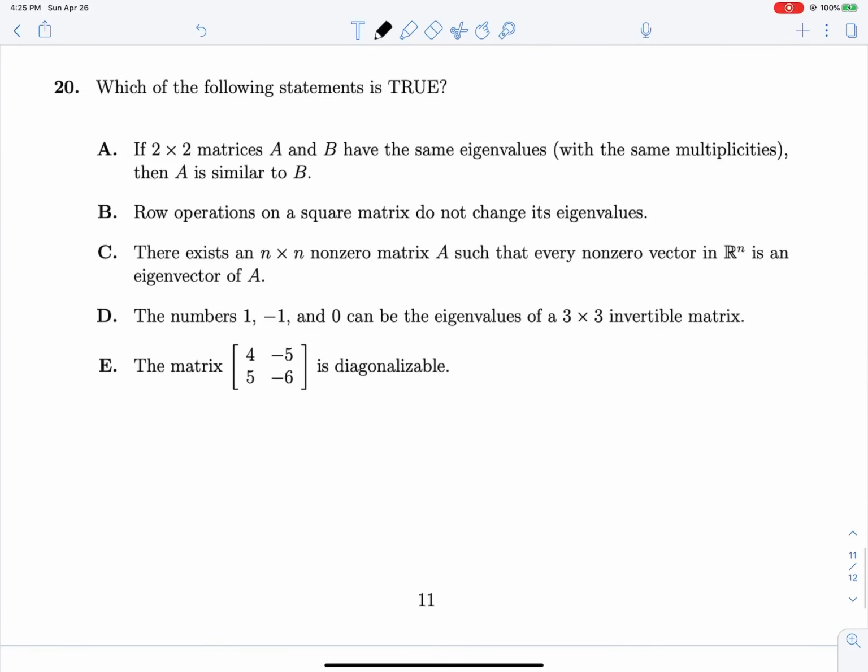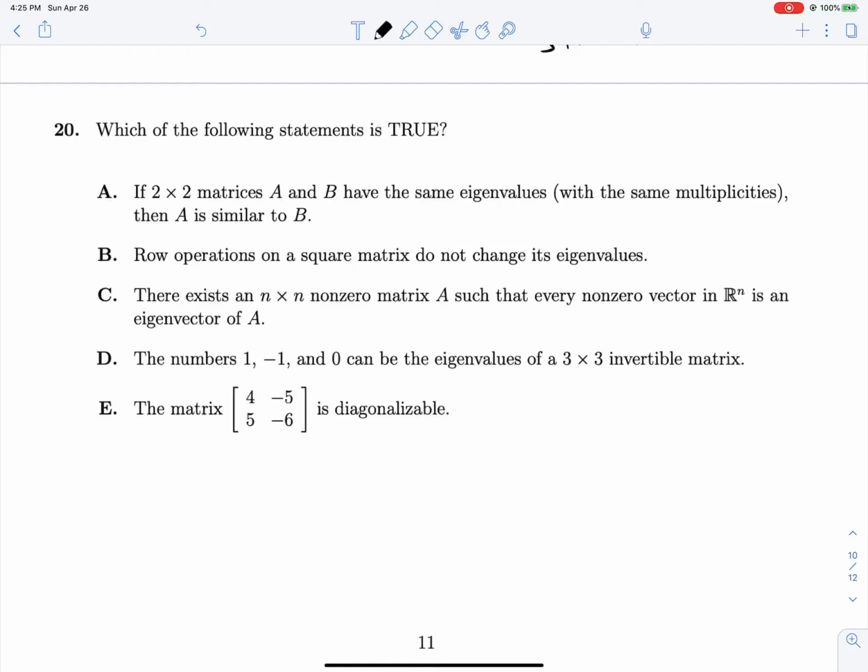20. Which of the following statements are true? If 2 by 2 matrices A and B have the same eigenvalues with the same multiplicities, then A is similar to B. This one I got wrong when I took this exam for the first time, and I'll tell you why. Because A seems super true. Like when you first look at it, that makes sense.